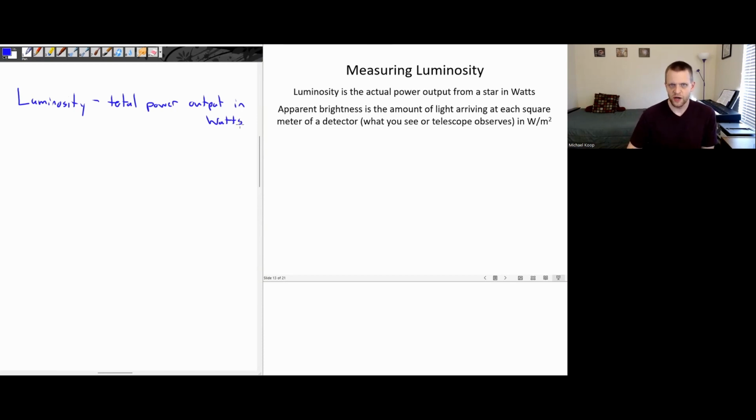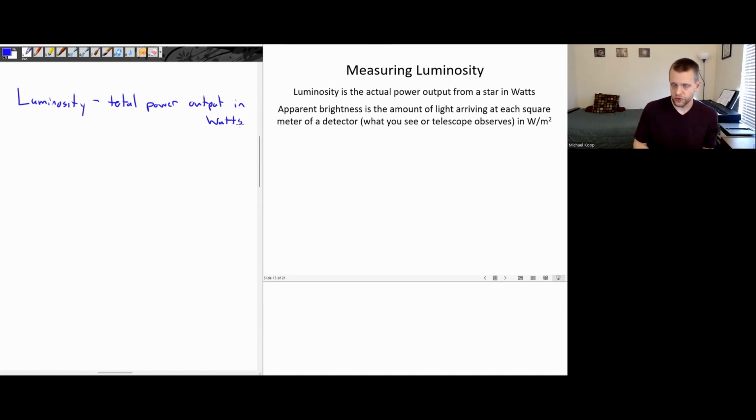That is not something that we're going to be able to directly measure. If I wanted to directly measure the luminosity of a star, I'd have to basically surround it in solar panels, collect all of the light energy that's coming off that star, and measure it that way. Probably not going to happen. We're not going to be building a Dyson sphere anytime soon. And again, these stars are very far away.